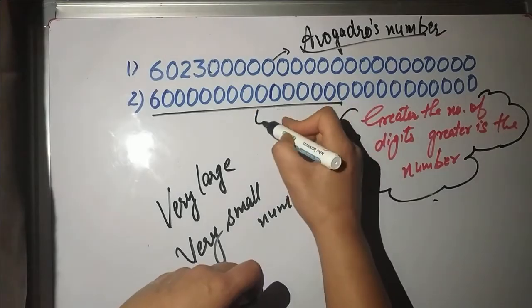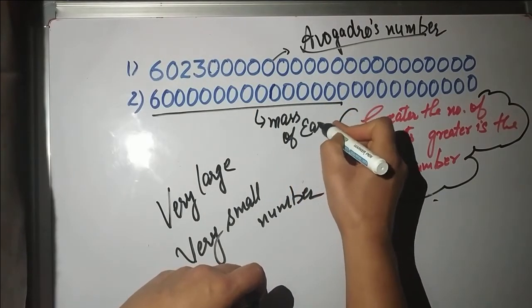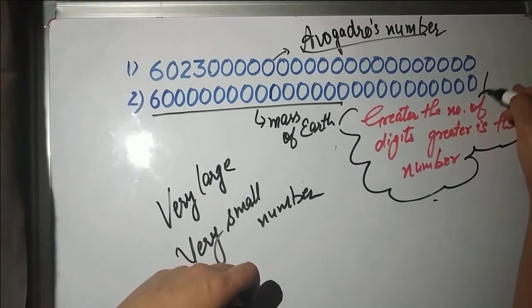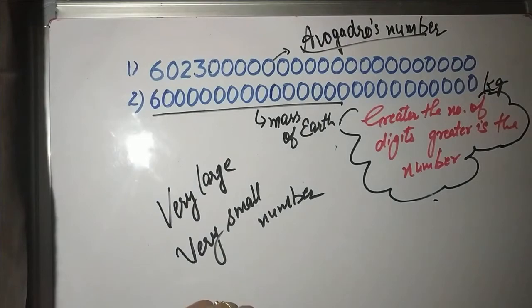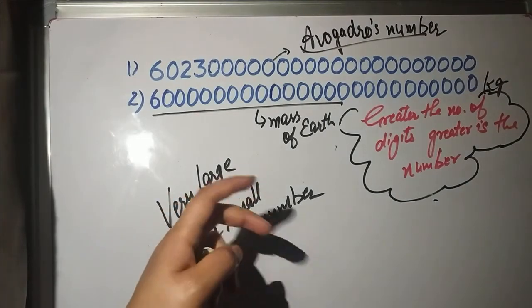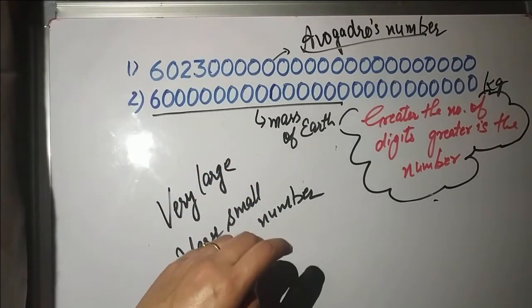This is actually the mass of Earth. Yes, in kgs. Our Earth is this much heavy: 6 into 10 raised to power 24 kg. So I just picked two numbers from your sciences, one from chemistry, one from physics.